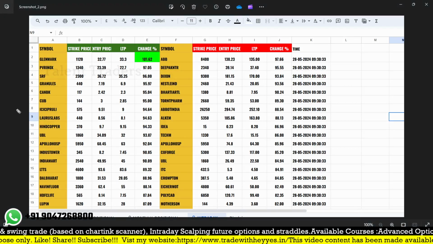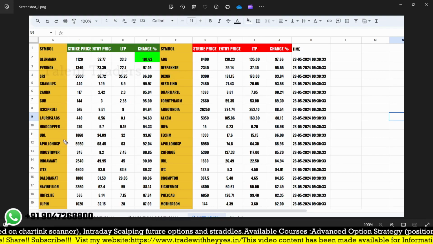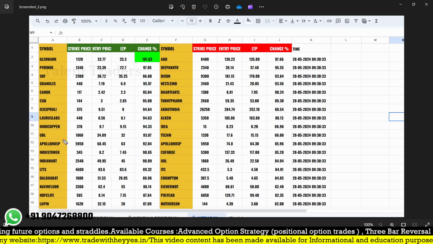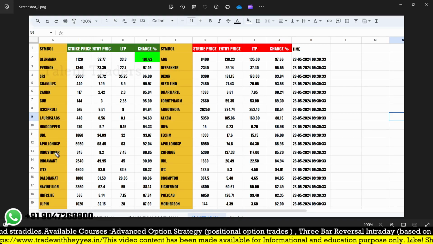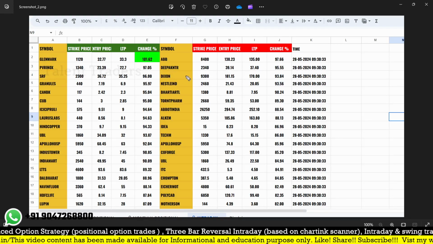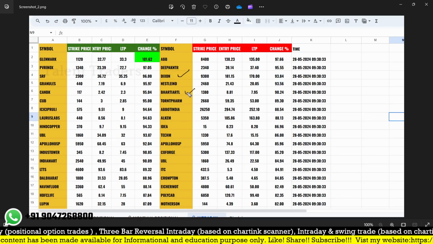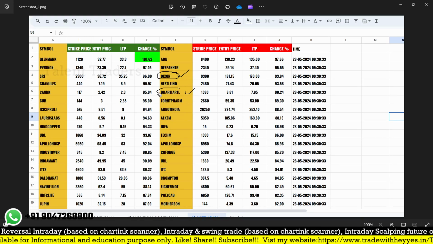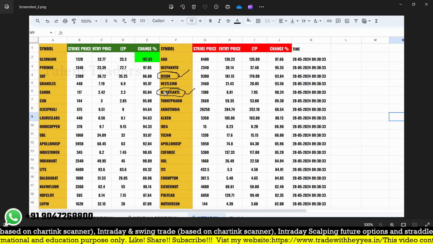Here I'm selecting three stocks. One I'm looking at on the call side. I'm looking at Exide Industries, which was in the top list because it updates every 15 seconds. At this time it is not at the top, and I took the put side as Dixon and Bharti Airtel. These are all on the top side. For these stocks, I'm tracking those strike prices for the opportunity.